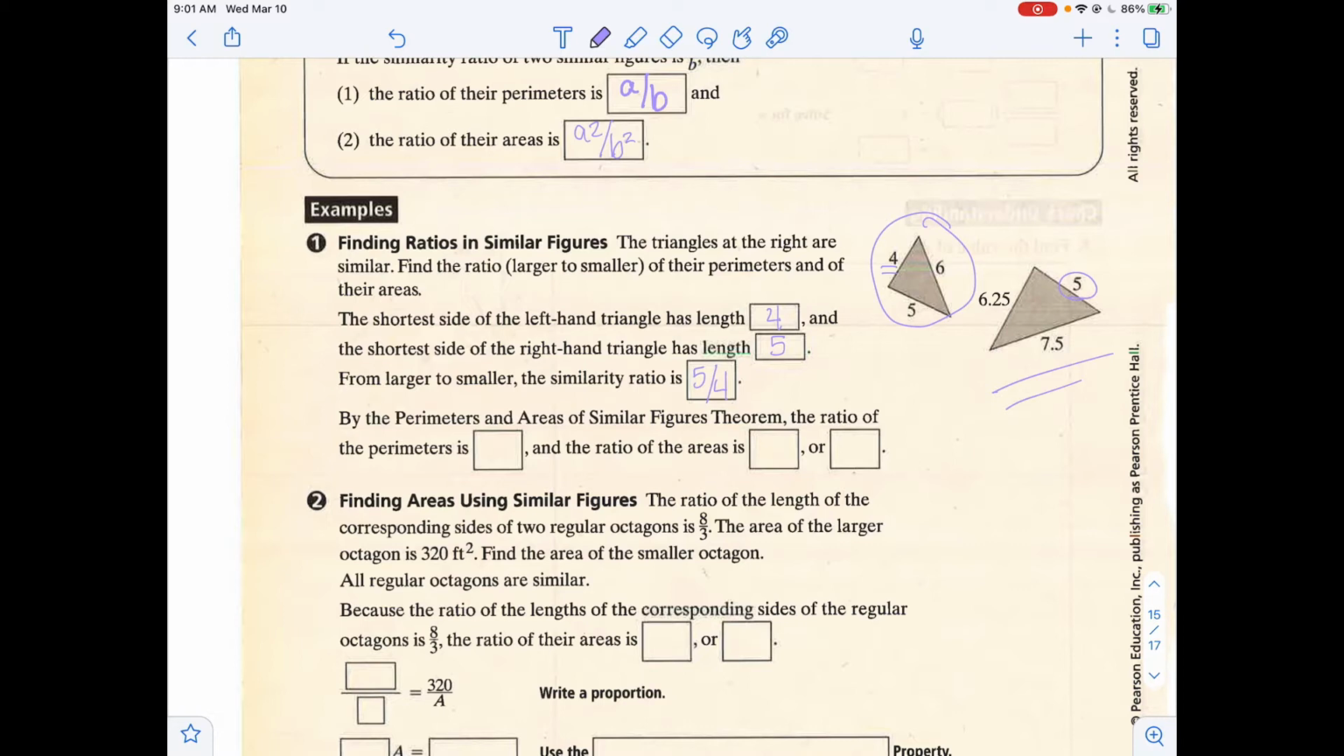By the perimeters and areas of similar figures theorem, the ratio of their perimeters is also 5 to 4. And the ratio of their areas is 5 squared over 4 squared, which would be 25 over 16. Okay, so that one is pretty simple.